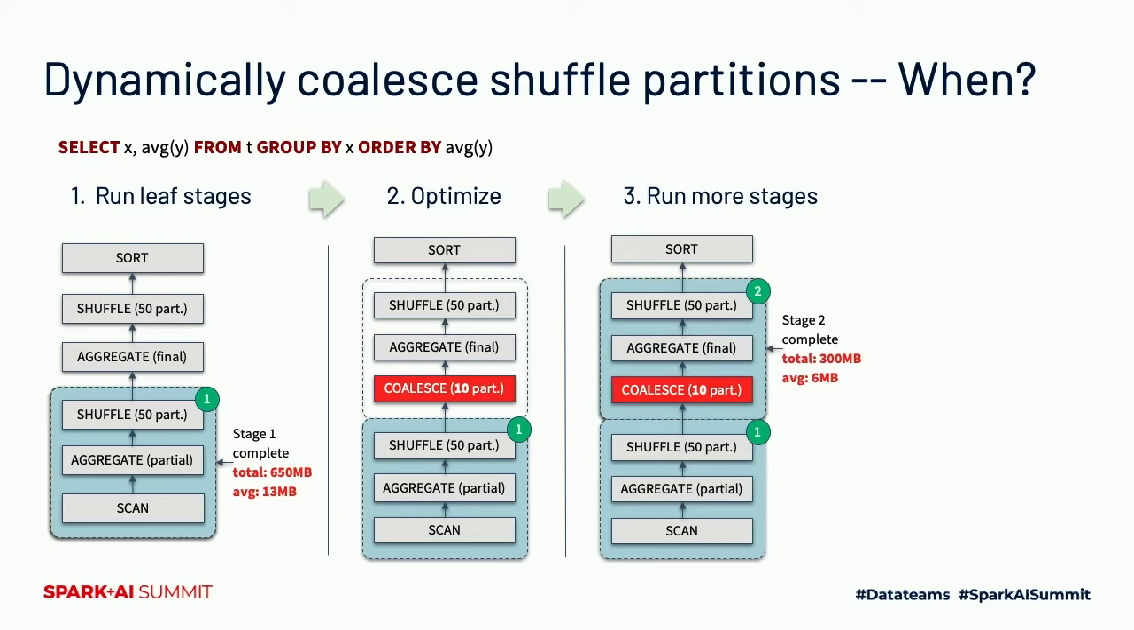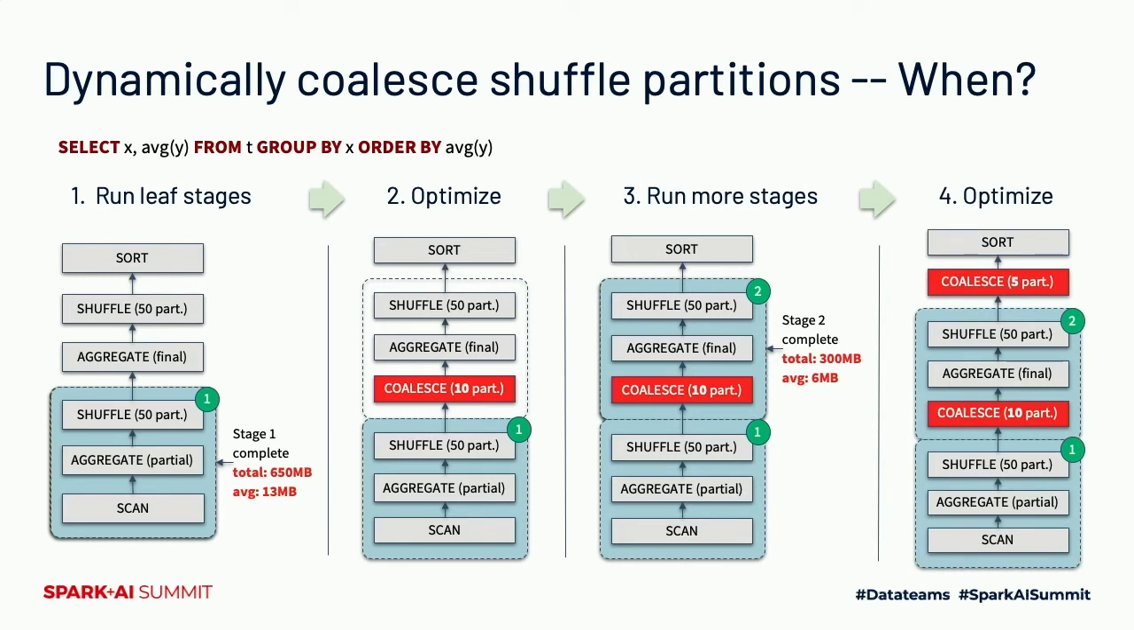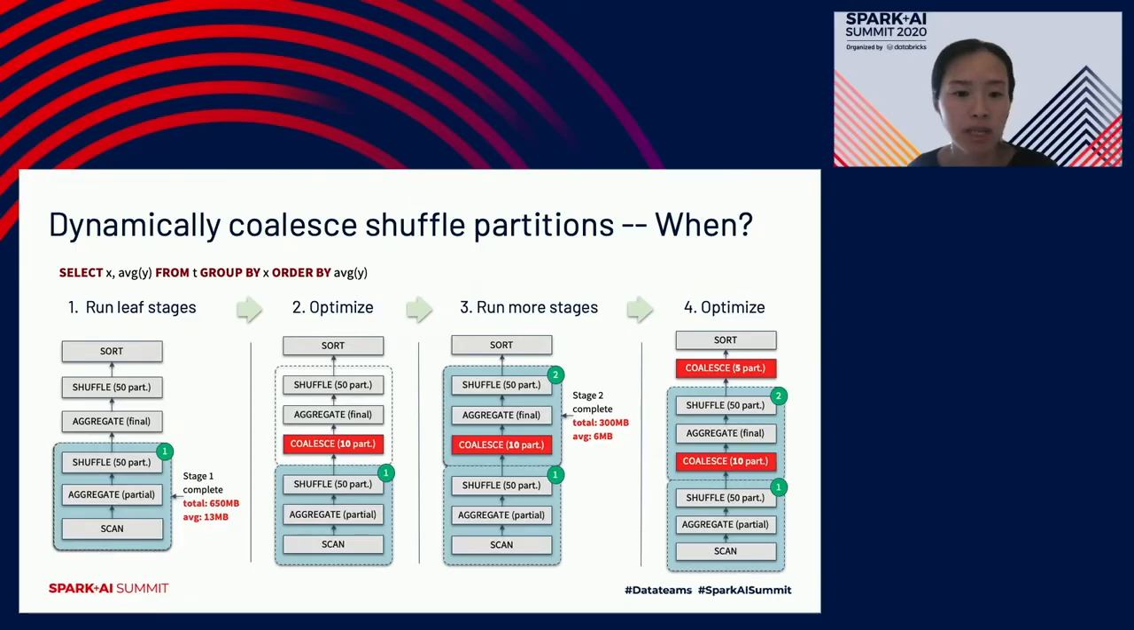Now, as stage 2 finishes, we see that the partition sizes, being 6 megs on average, are even smaller after the final aggregate. Again, AQE applies a new coalesce node on top of the second stage with only 5 partitions. At this point, AQE is done with its job. As we can see, all the query stages have been completed. The rest of this query will now run with 5 parallel tasks based on the latest plan generated by AQE.